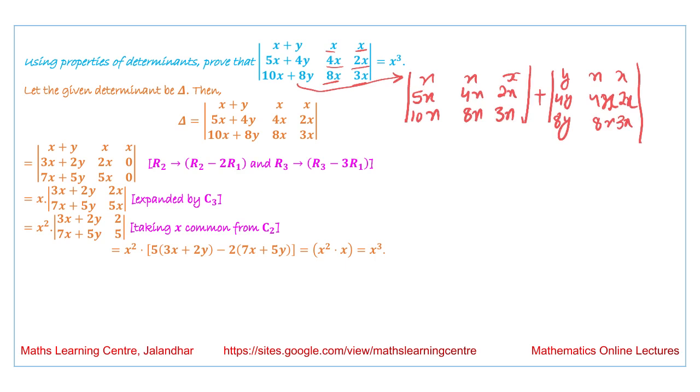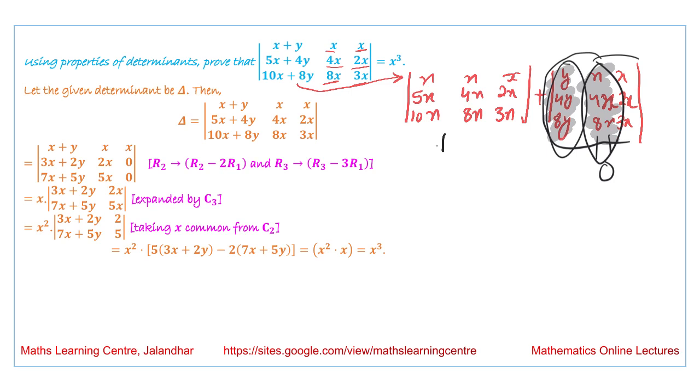Now if we look at these two columns, they are proportional to each other, it is y is to x, this is y is to x. So it means the value of the determinant for this part will be equal to 0, because both these columns are proportional to each other.